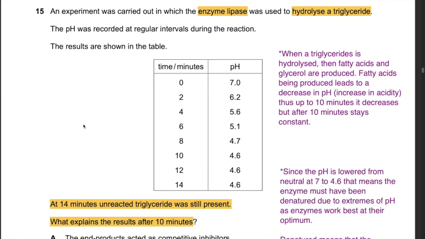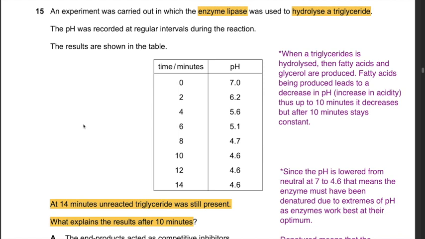When a triglyceride is hydrolyzed, fatty acids and glycerol are produced, because triglycerides are formed by fatty acids and glycerol. So if a triglyceride is broken down, then obviously the products would be fatty acids and glycerol. Fatty acids being produced leads to a decrease in pH, because the word itself has acid in it. So acid means low pH, right? Thus over here, up to 10 minutes it decreases. Because fatty acids are being produced, it will become more and more acidic, hence the pH decreases.